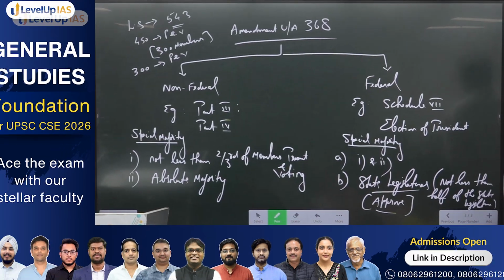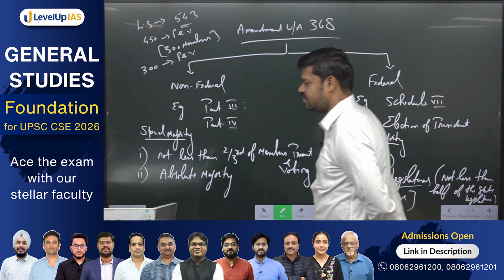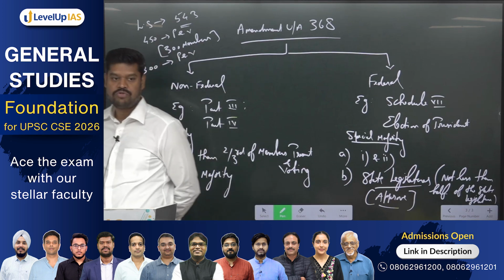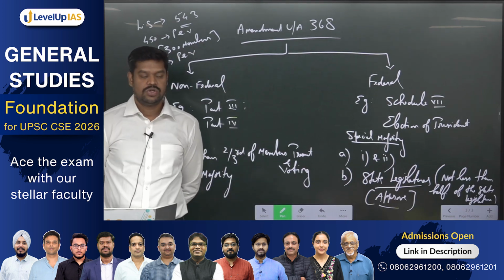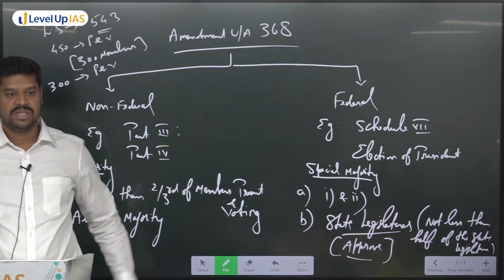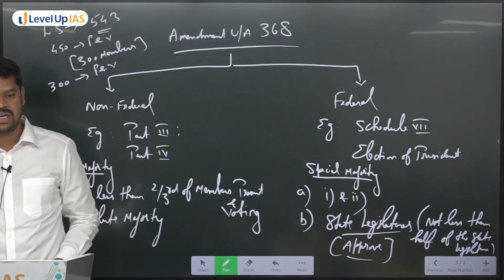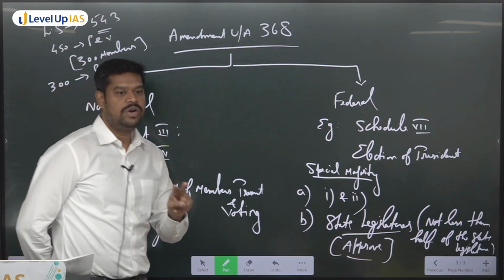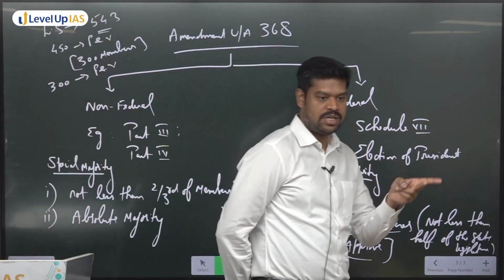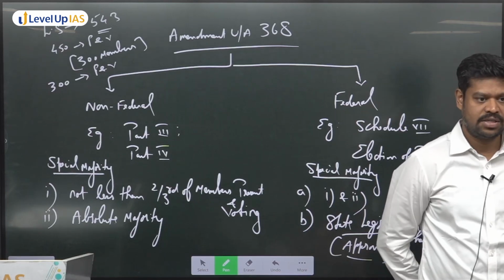So what does it mean, not less than half of the state legislature? What would amount to not less than half of the state legislature out of 28 state legislatures? This is exactly the mistake that the students make. Sometimes they think not less than half means 15. It is not more than half. It is not less than half of the state legislature. That means out of 28 state legislatures, how many state legislatures have to minimum approve this, ratify this? 14 state legislatures have to approve this.